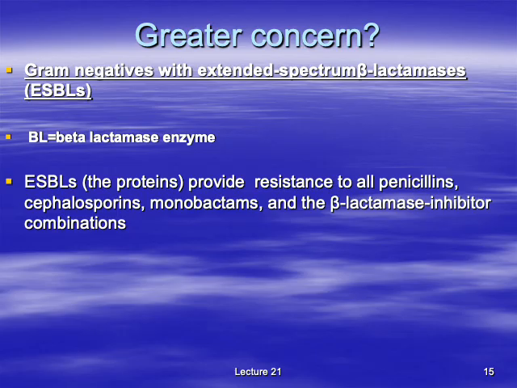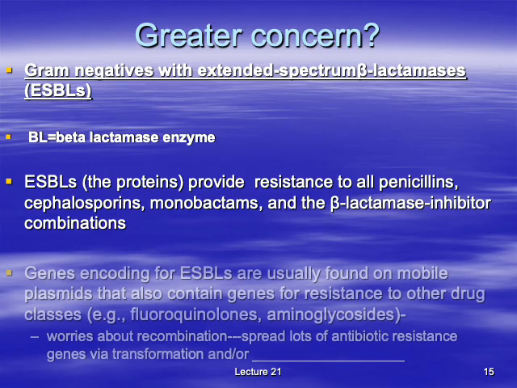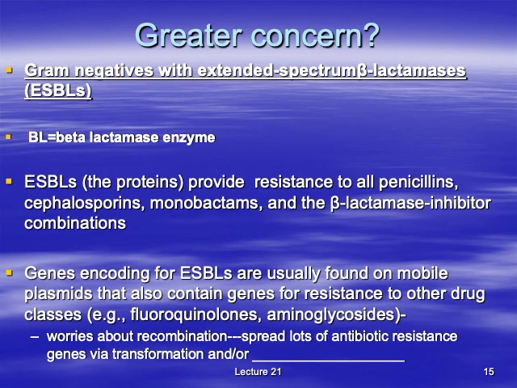So if a bacterium has this, and usually these are found in gram negatives, that gives them the potential to be resistant to a lot of different antibiotics. Now, is it easy for a gram-negative bacterium to get a gene like this? Unfortunately, yes. These genes that encode the ESBLs are often found on a lot of different mobile plasmids out there.